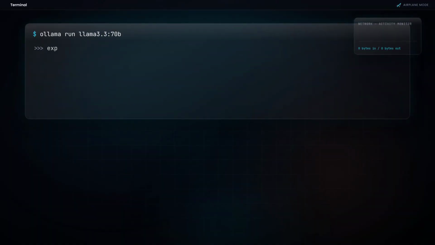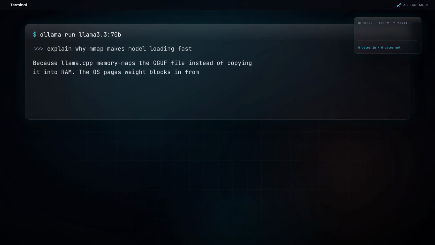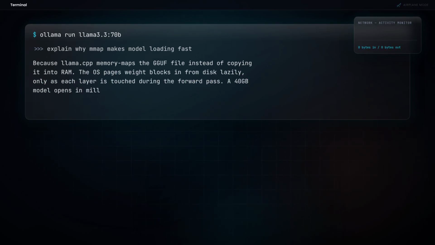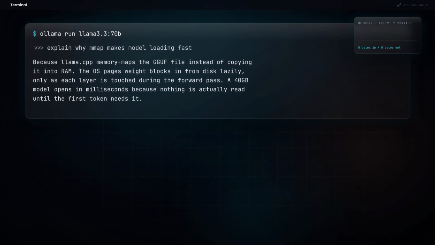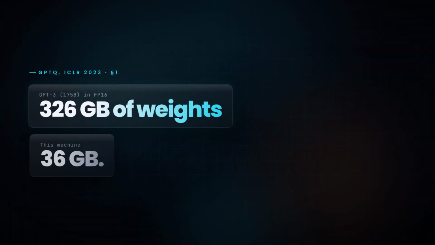That's a 70 billion parameter language model. It is running on the laptop I'm filming this on. Airplane mode is on. Nothing is leaving this machine. No API, no server farm, no subscription. Just weights on my SSD and a chip doing matrix math. Here's why that shouldn't work.